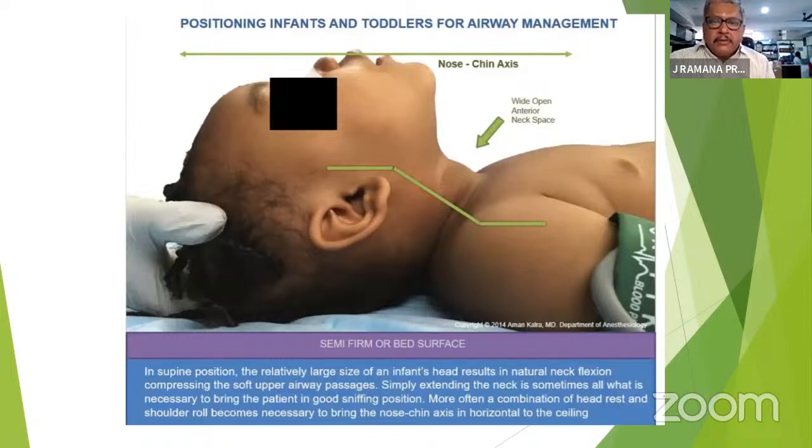This is a diagram showing that in the supine position, the relatively large size of the infant head results in natural neck flexion, compressing the soft upper airway passages. Simply extending the neck is sometimes all that is necessary to bring the patient into a good sniffing position. More often, a combination of a headrest and a shoulder roll becomes necessary to bring the nose-chin axis horizontal to the ceiling. So the shoulder roll should always be placed behind the shoulders in the case of neonates and infants.